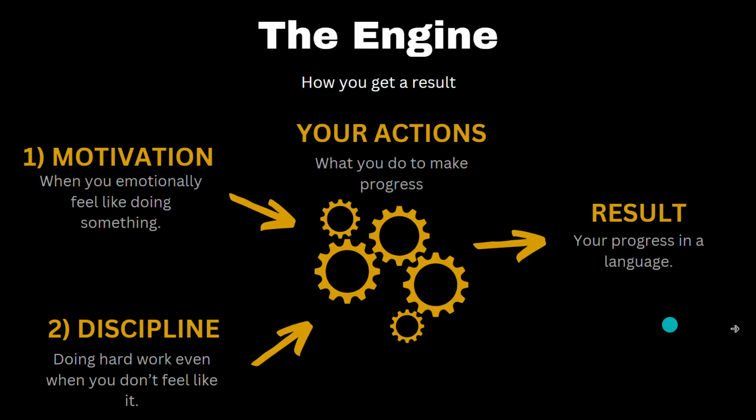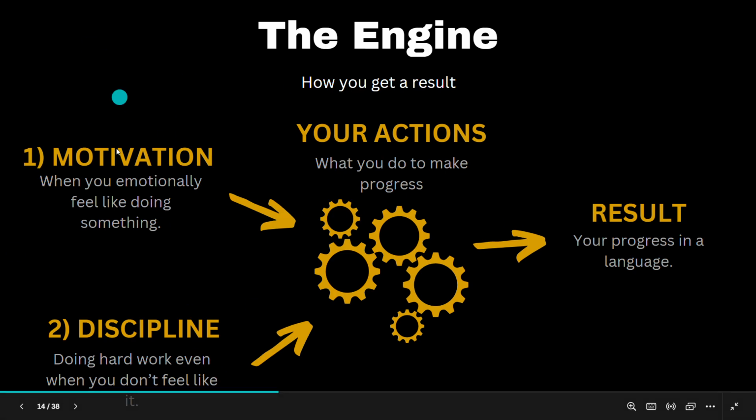So this is the picture I wanted to show you. I call it the progress engine. It's basically how you go from wanting something, for example, to getting the result. So we have on the left side 1 and 2. This is our fuel. We have the engine and we have the result, which is what comes out of the engine. So basically, if we were to put this into language learning, we want to learn a language. So we start here. We either have motivation, as in we feel like language learning, or we have discipline, so we're going to force ourselves to language learn even when we don't feel like it. This is fuel. It fuels your action.